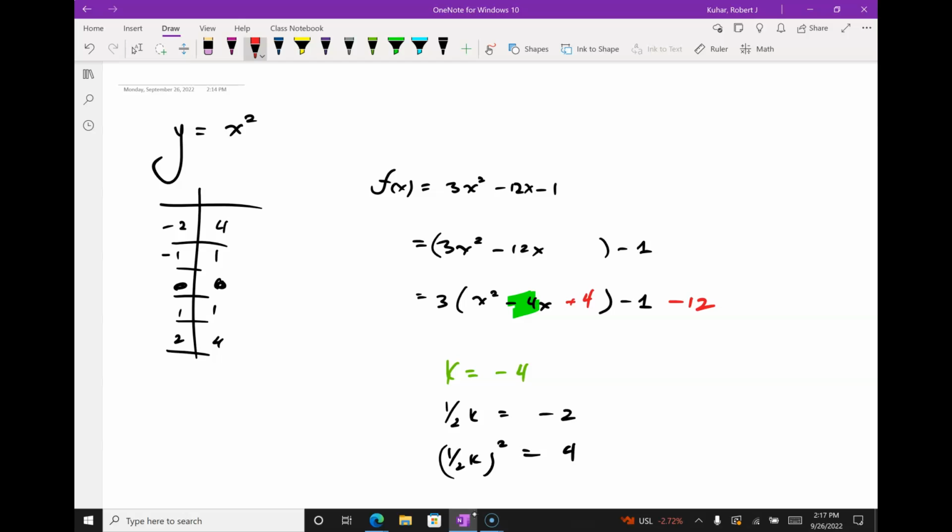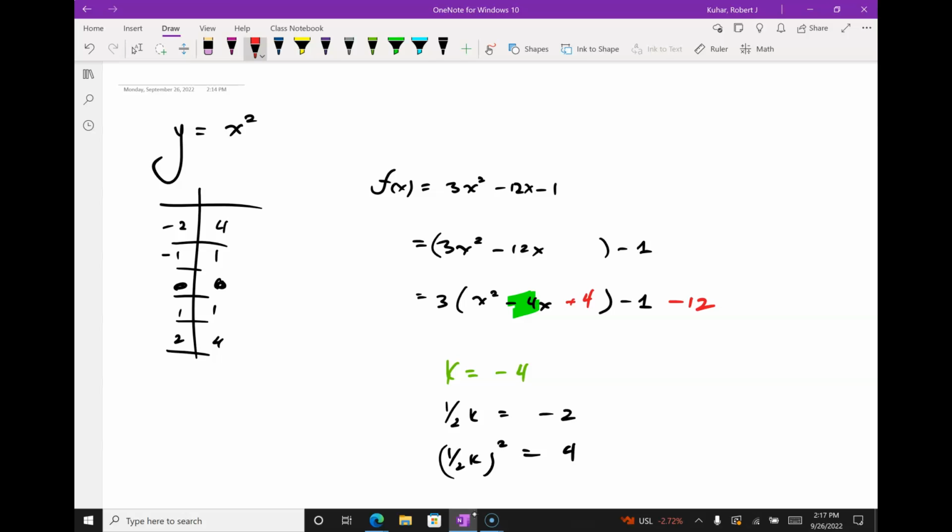Right? So I got k, negative 4, right? I got half of it. Squared it. I added it on the inside. Look at what I really have. I don't have a 4. I have what? 12. So I want to subtract 12 from there. Again, don't move on here until you're sure of yourself. Distribute everything and make sure it works out.